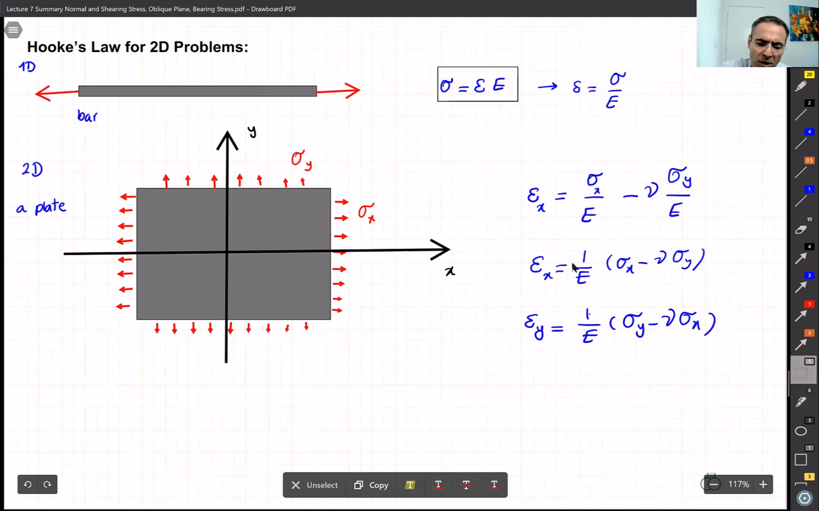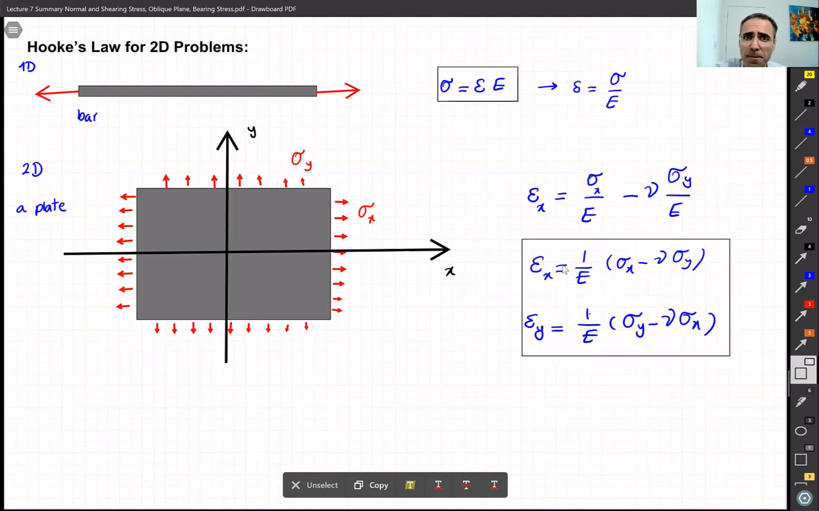This is something we call Hooke's law for 2D problems, all right? And don't forget, when you substitute these sigma X and sigma Y in this formula, you need to consider their sign. If they are compressive, you use a negative sign. If they are under tension, they are positive. Okay? Is there any question for Hooke's law for 2D problems?